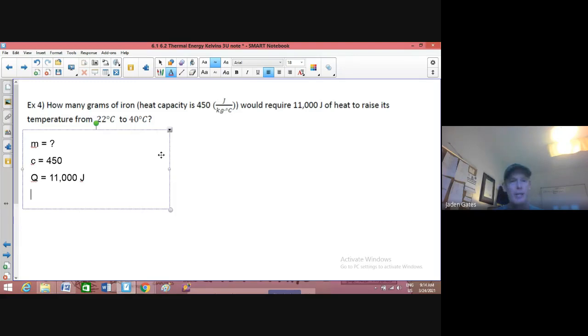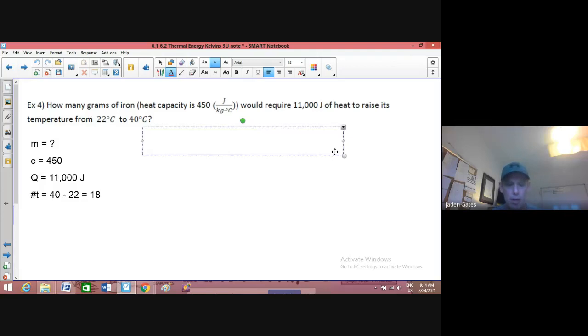All right, and let's see here, what else we got? Our change in temperature, my delta T. Again, we take our final temperature and minus our initial temperature. If I take 40 minus 22, I get 18. So here we go, going to substitute into my formula. I'll just write it down real quick: Q equals MC delta T.